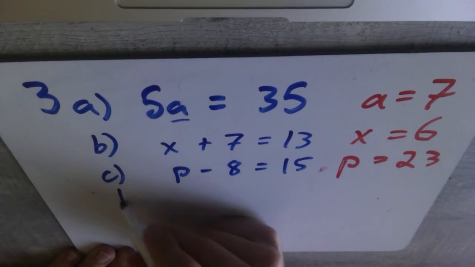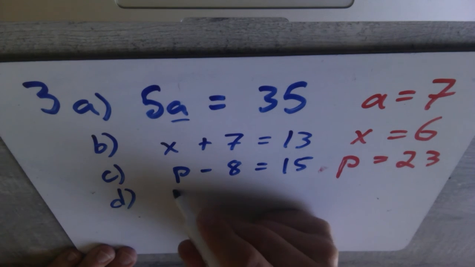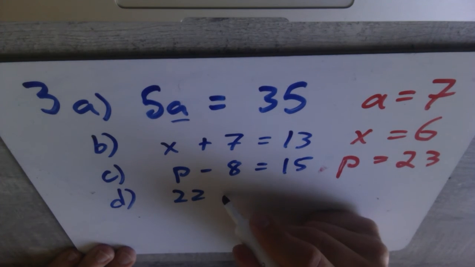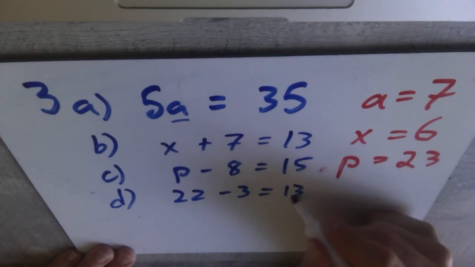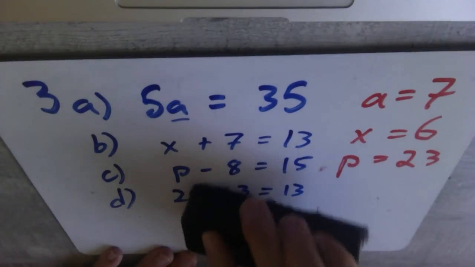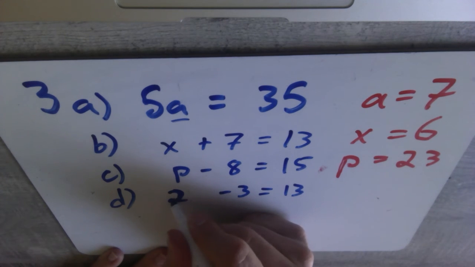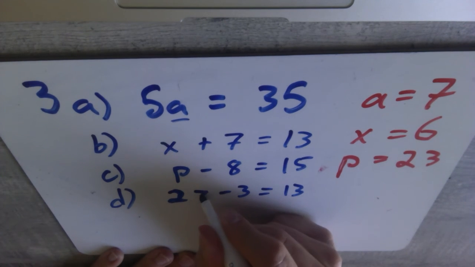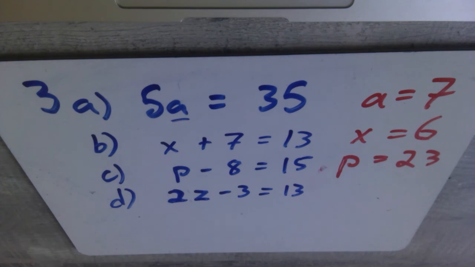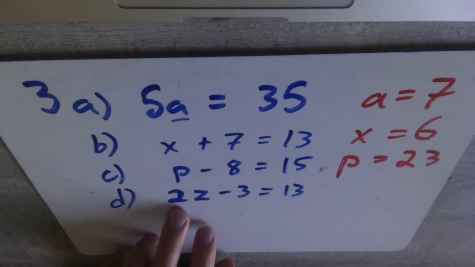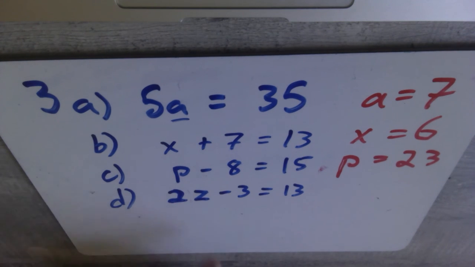Moving down to D, we have 2z minus 3 equals 13. Let me make this a little clearer, that kind of looks like a 2. 2z minus 3 equals 13. So remember, when a 2 is right beside that variable, that means 2 multiplied by something, minus 3 will give us 13. So this is where we can break this question down.